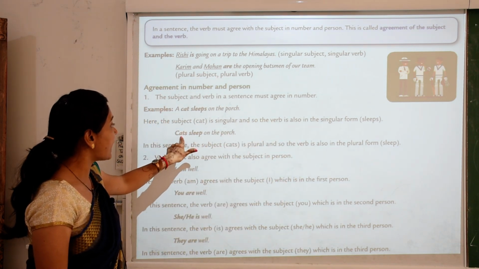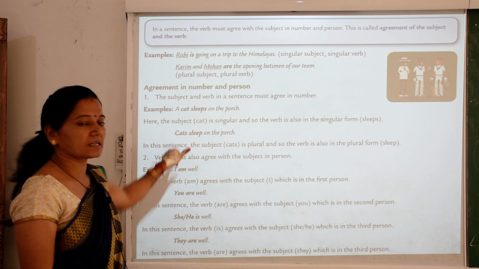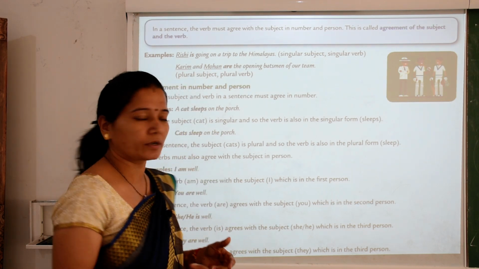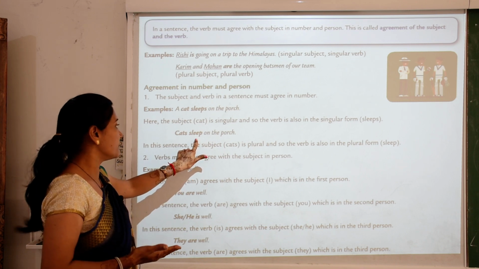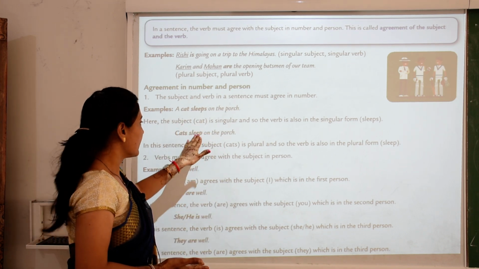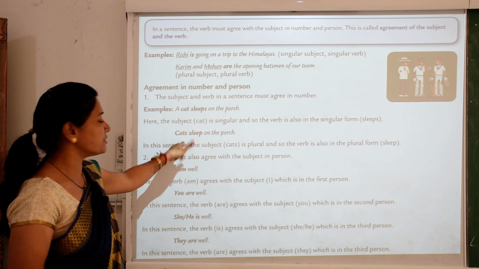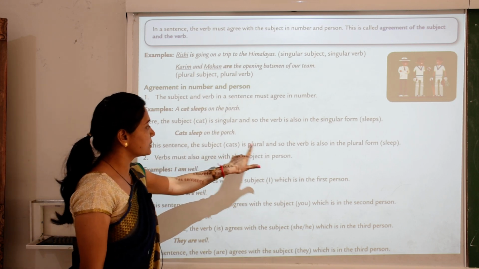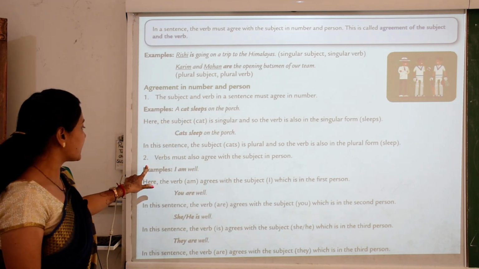Let's see the next, cats sleep on the porch. Here, students, our subject is in plural form, cats. We are not talking about a single cat, we are talking about cats. So the verb here is also in plural form. We are not adding s or es to the verb. Cats sleep on the porch. That is our plural subject and plural verb. In this sentence the subject cats is plural and so the verb is also in the plural form. Let's read the next point.